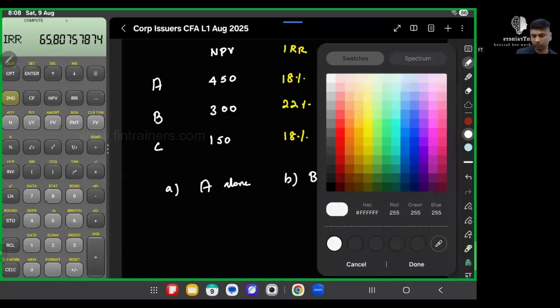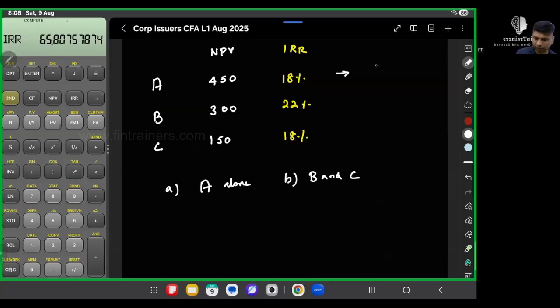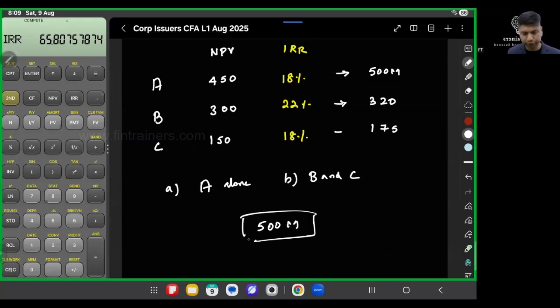Okay. Now, the capital outlay for this is 500 mil. For this one is 320, and this one is okay. So we have 500 million in total capital. Would you do A alone, or would you do B and C, or would you do B alone?